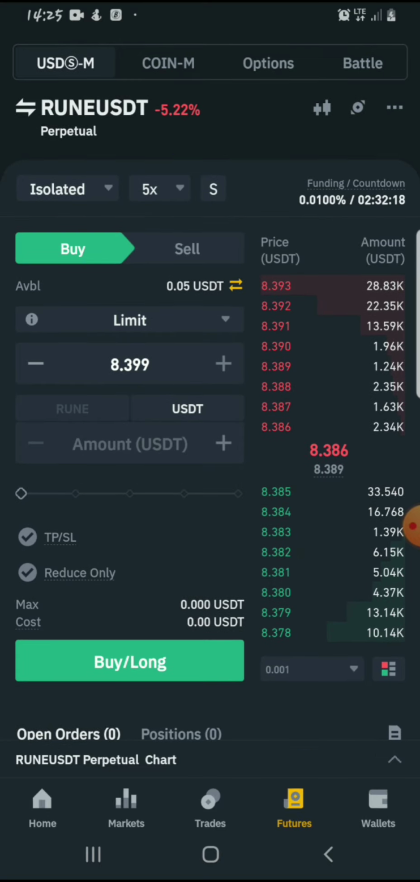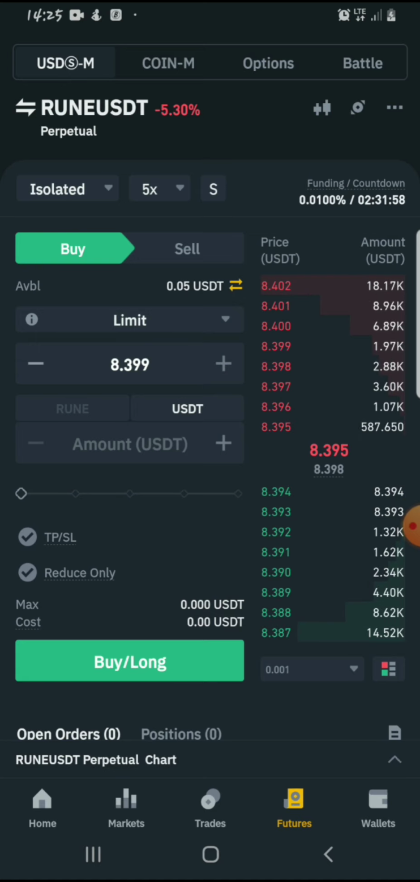Please, if you are new to Binance and Futures and you don't know anything about technical analysis, I suggest you either subscribe to a signal provider to give you futures signals, or you go and learn technical analysis. It is very, very important.